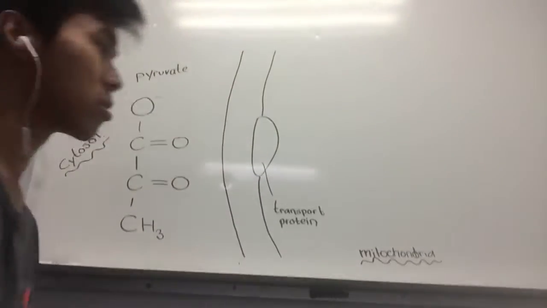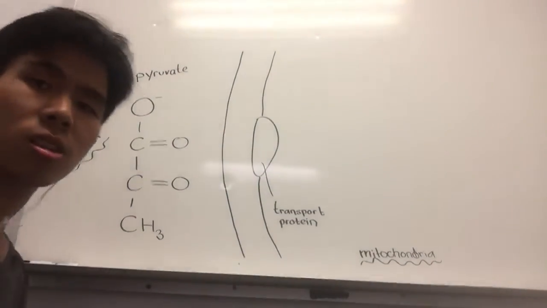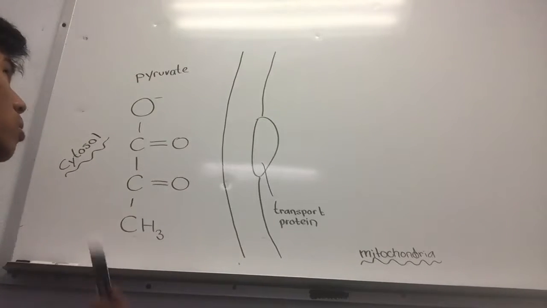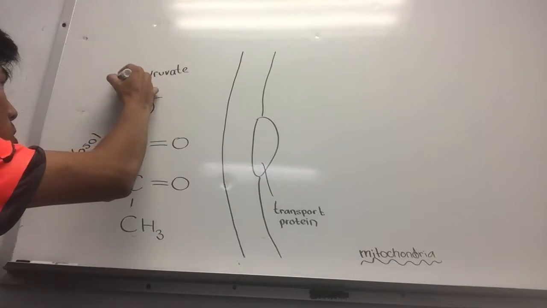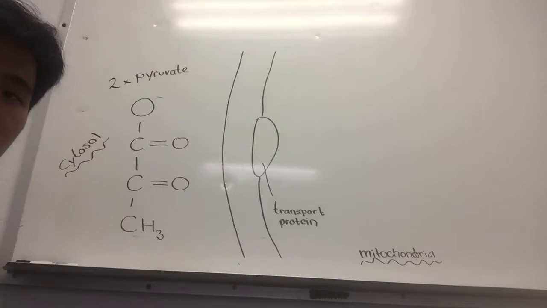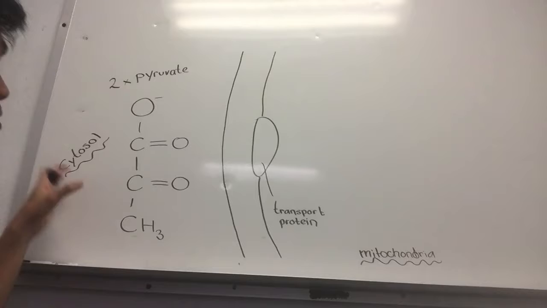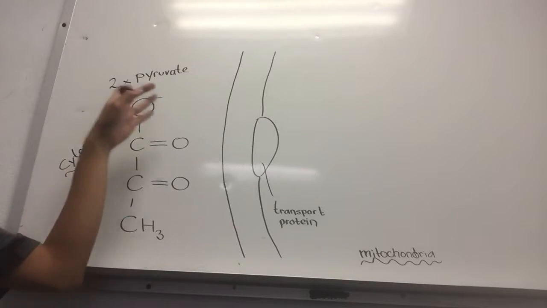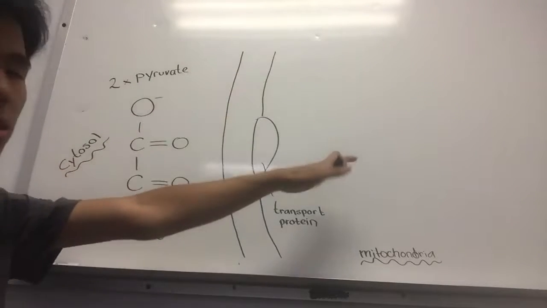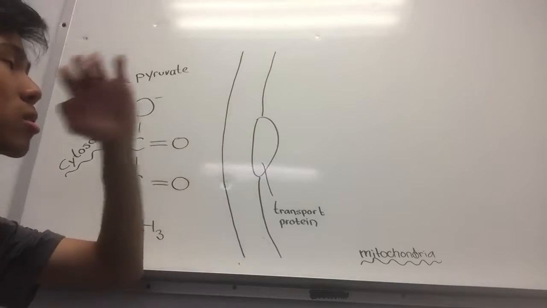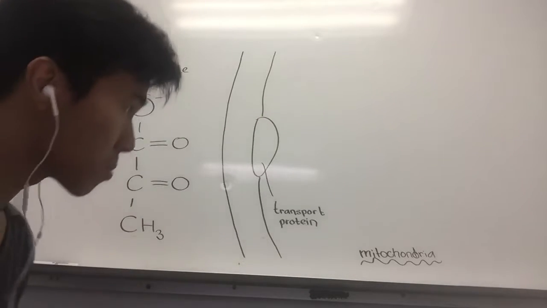Since we just finished glycolysis, so far we have 2 pyruvate molecules from glycolysis, which look something like this. This part is still in the cytosol, and this will be the mitochondria. So this is the first process that happens in the mitochondria.